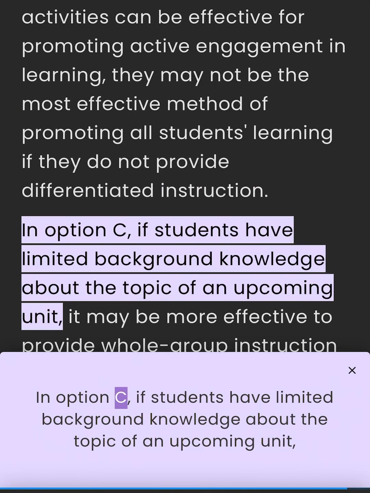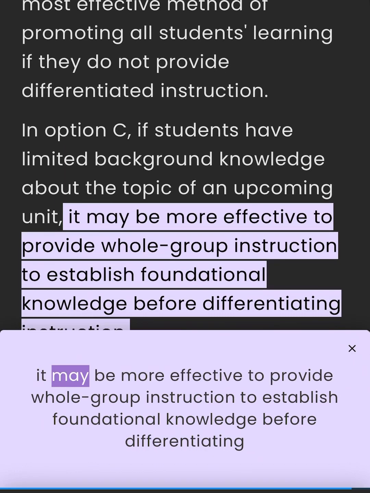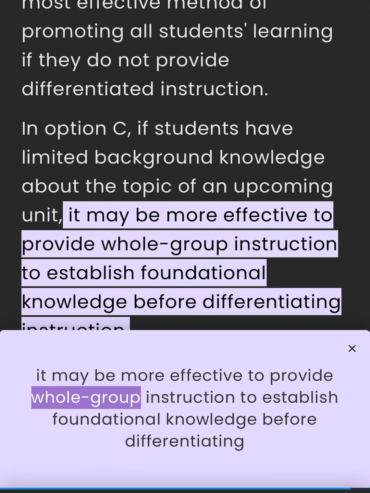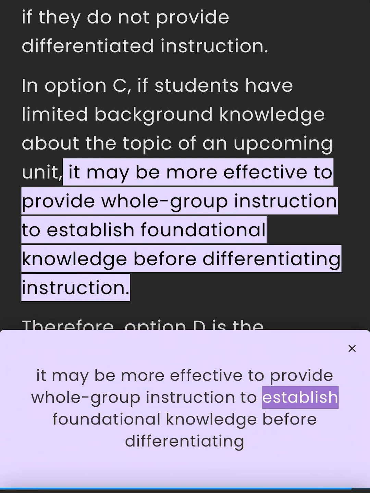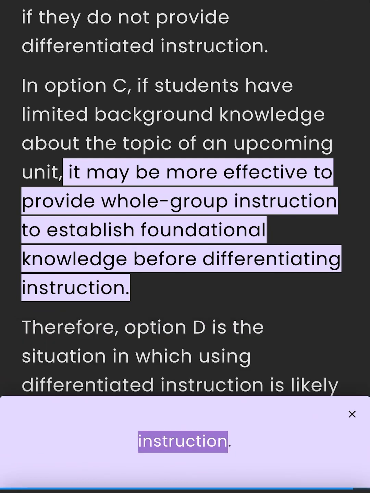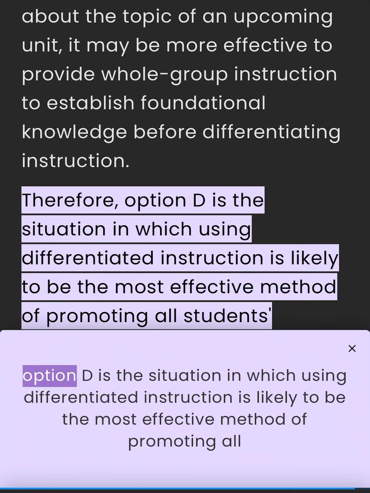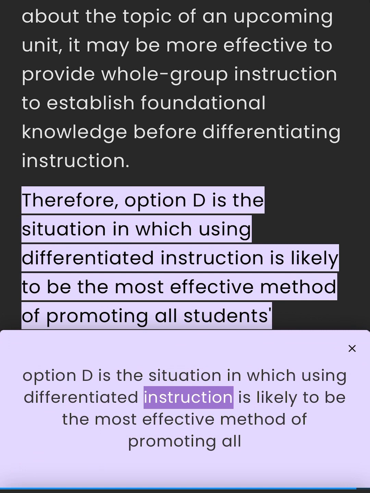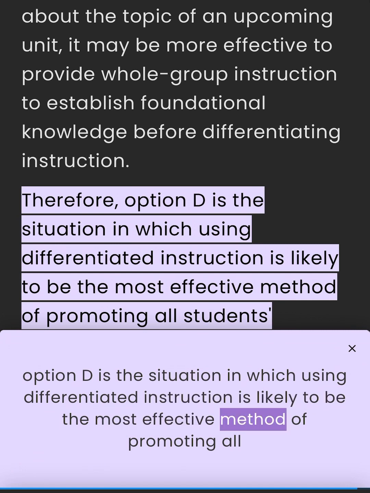In option C, if students have limited background knowledge about the topic of an upcoming unit, it may be more effective to provide whole group instruction to establish foundational knowledge before differentiating instruction. Therefore, option D is the situation in which using differentiated instruction is likely to be the most effective method of promoting all students' learning.